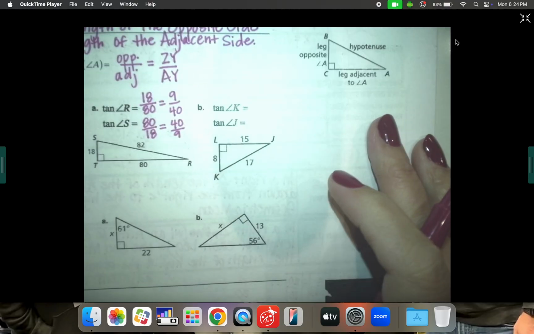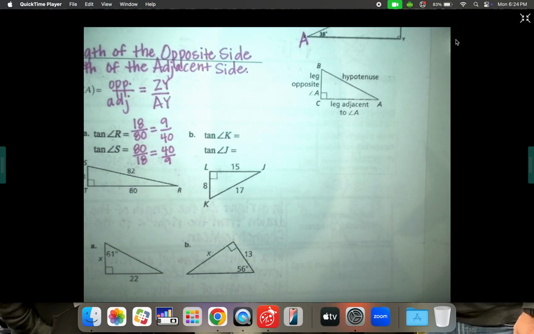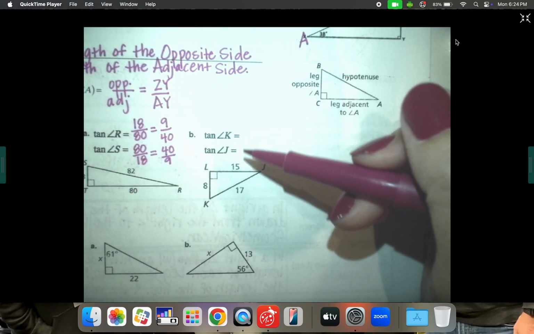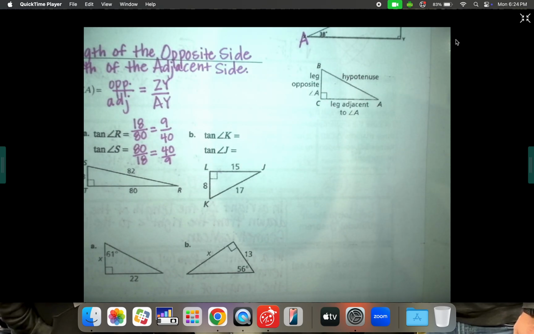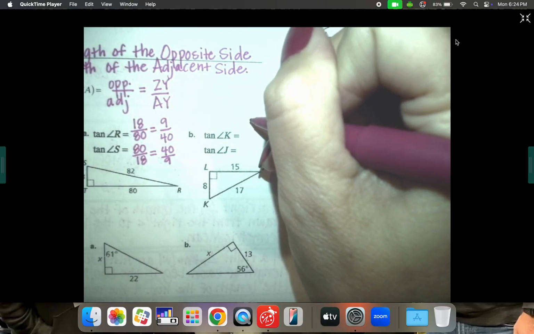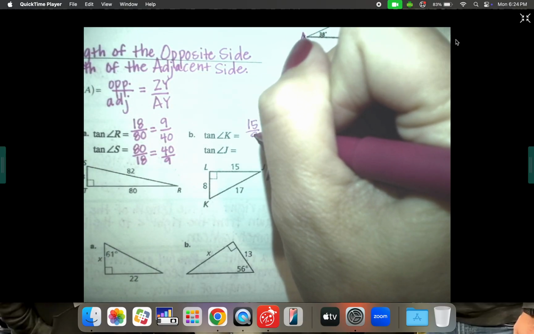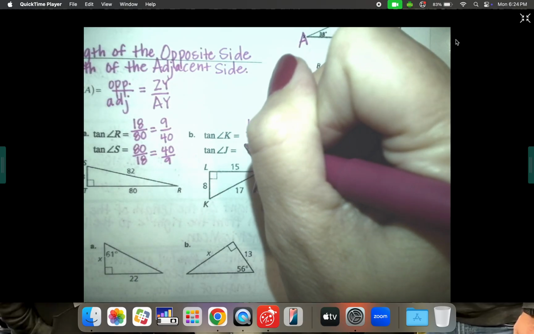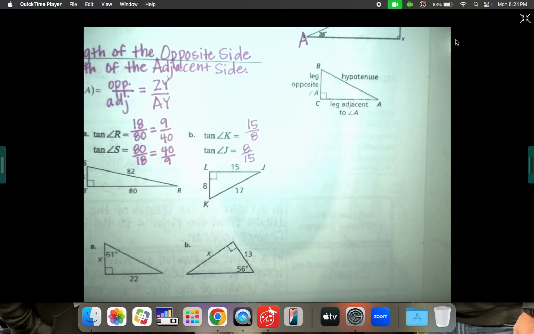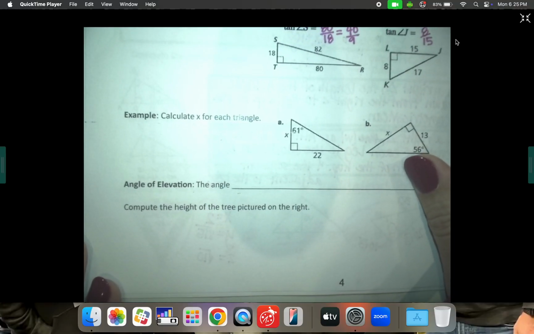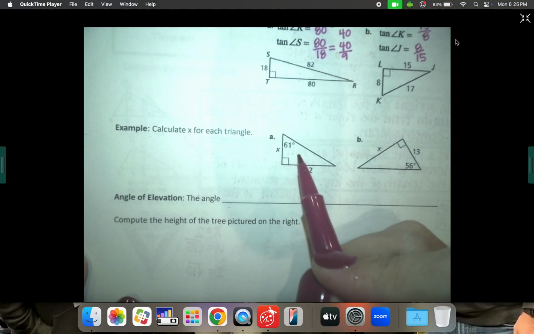Okay, pause the video and try the ratios of B and of tangent K and tangent J, and then see if you got it right. All right, K looks like it would be 15 over 8, and therefore J is the other one, which would be 8 over 15.